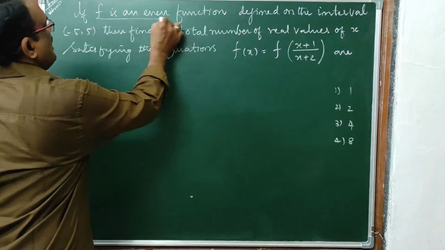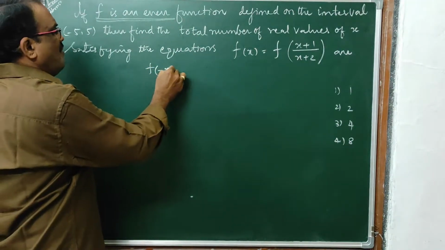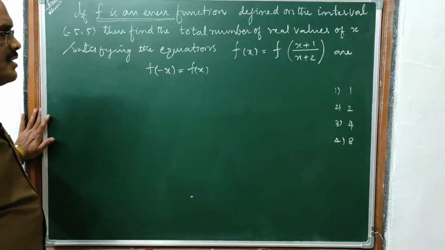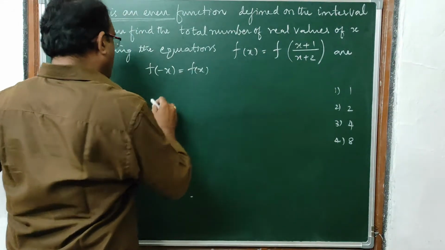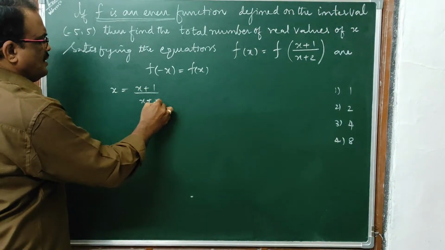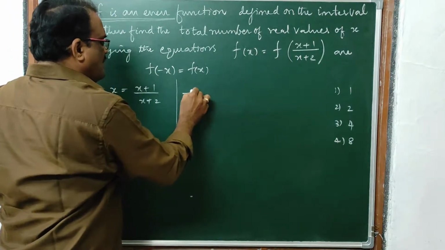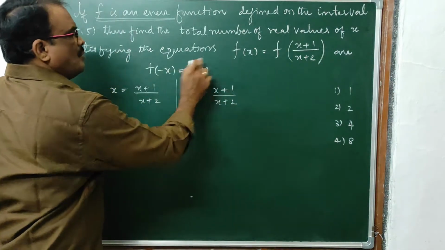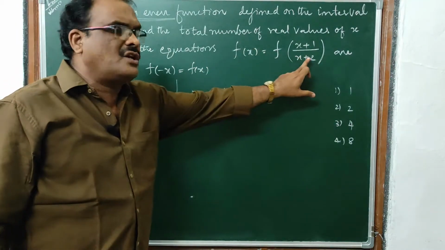It is mentioned here, even function. What is an even function? f of minus x is equal to f of x, then it is an even function. f of x is equal to this. That means we take x equal to x plus 1 by x plus 2. And f of minus x is also f of x, that is minus x is equal to x plus 1 by x plus 2. Both are the same. f of minus x is the same thing, f of x is also the same thing.